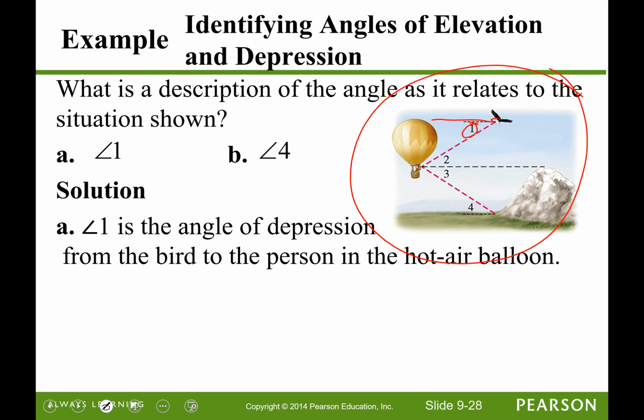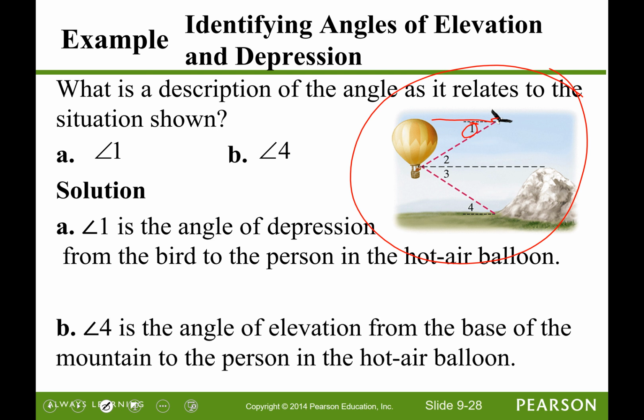Try angle 4. If you said angle of elevation, you got it right. Angle 4 is right here. You want to focus on the horizontal line, and then the other side of that angle is above the horizontal line, and that's what makes it an angle of elevation.